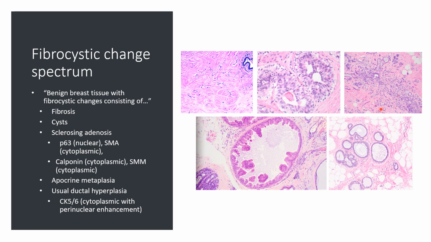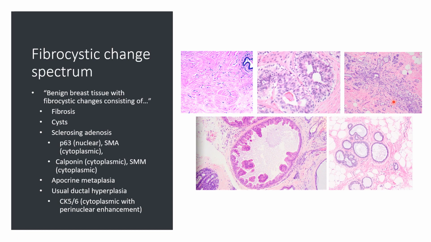first glance, but it will stain positive for P63, which is a nuclear stain, for SMA, which is a cytoplasmic stain, as well as Calponin and SMM, which are also both cytoplasmic stains. There also will be no desmoplastic change, which you would see in a more invasive carcinoma, and there'll still be an intact layer of myoepithelial cells, which you would not see in invasive carcinoma.